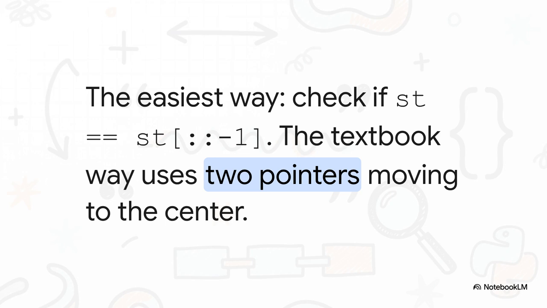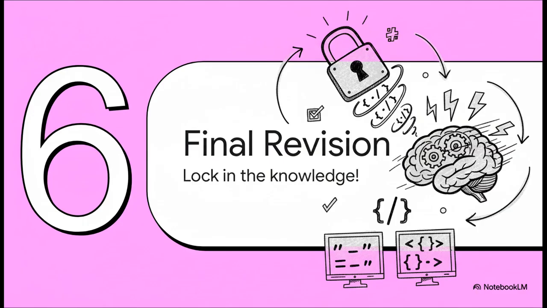But in the exam, you might have to show the full logic. So let's look at this method. We put one pointer, i, at the start, and another pointer, j, at the end. Then we check, are the characters at i and j the same? If not, we stop and say it's not a palindrome. If they are the same, we move i one step forward and j one step back and check again. We keep doing this until they meet in the middle. If we finish the whole loop without any problems, then it's a palindrome. And we're done. That's the whole chapter.